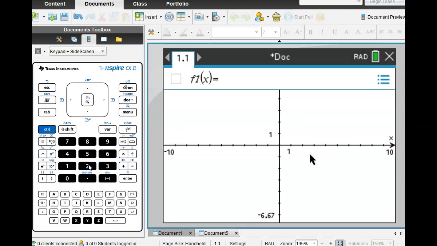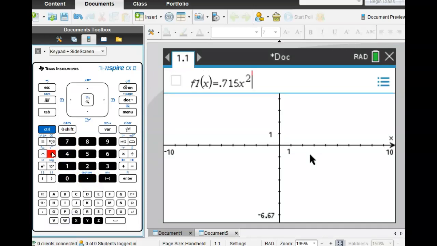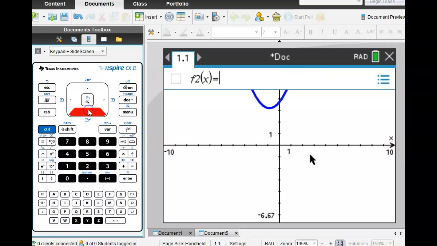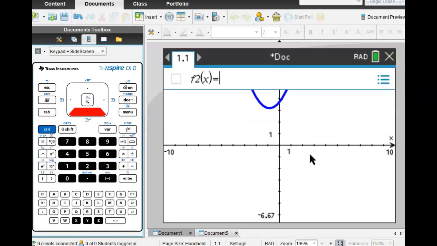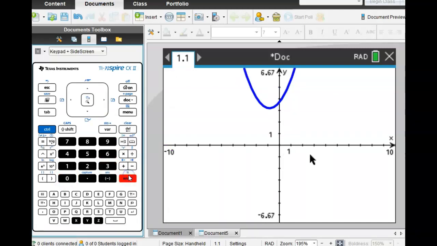And so I'm going to type that Q of t in here, 0.715x squared plus 1.222x plus 3.708. And then I'm going to arrow down because I've already decided from right here that Q of t, which is y, equals 30. If I have the y value and I want the x value, this is what I do. And this is 30. Okay, I hit enter.